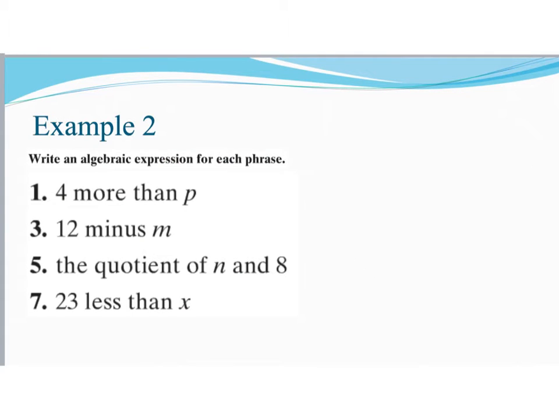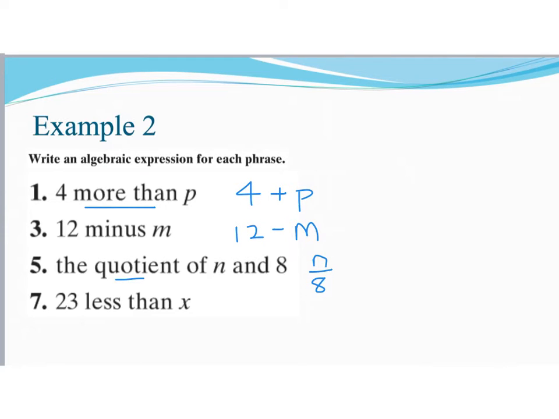Example 2 is going to be very similar. It says write an algebraic expression for each phrase. So here I have 4 more than p. So this tells me that I have 4 plus p, because more than indicates that we're adding. Number 3 says 12 minus m. Number 5, quotient indicates division. So this is going to be n divided by 8.